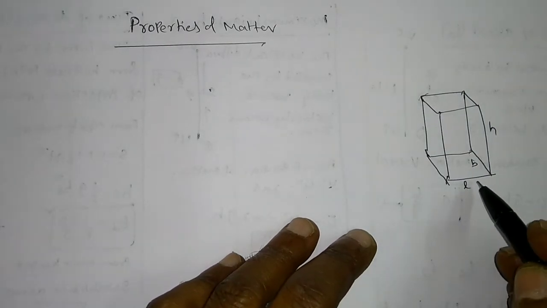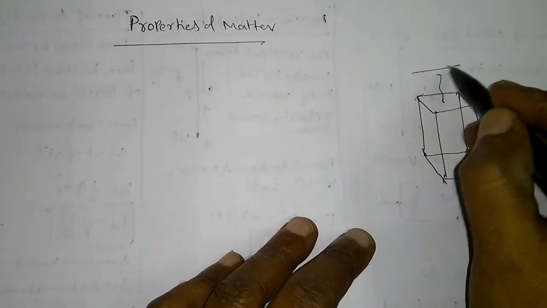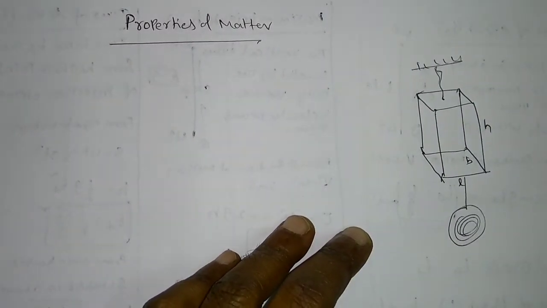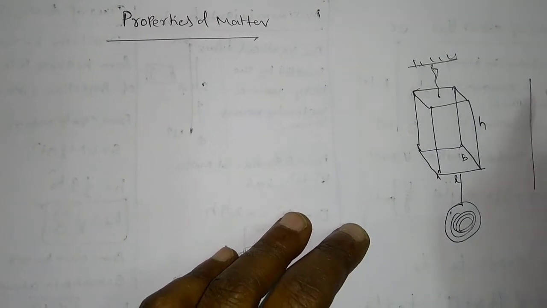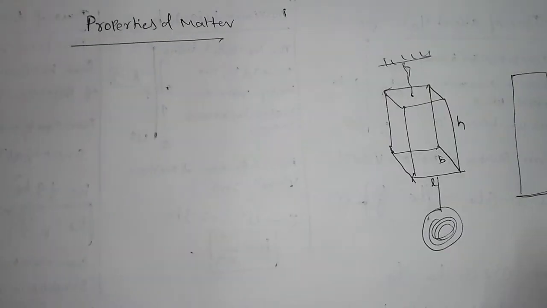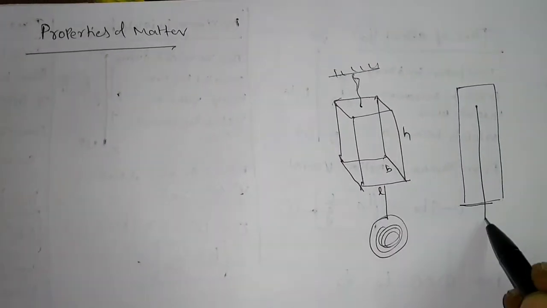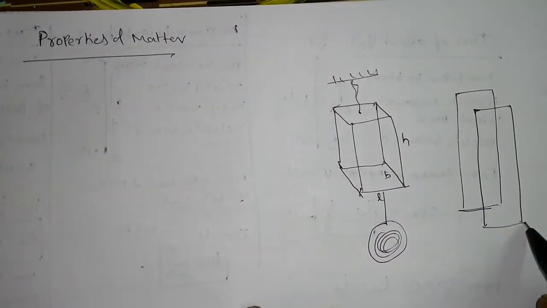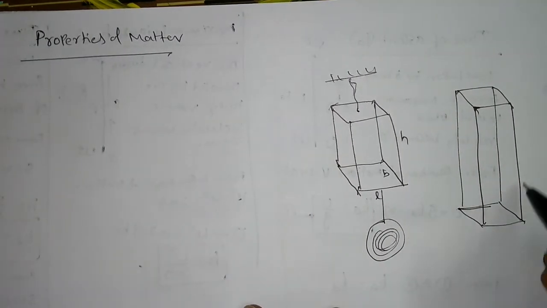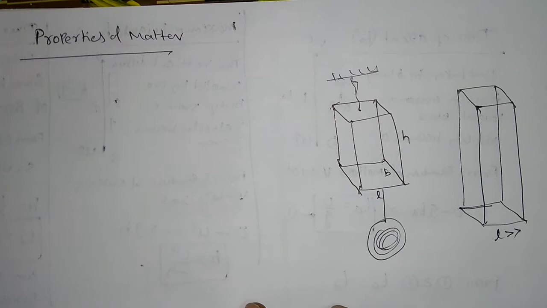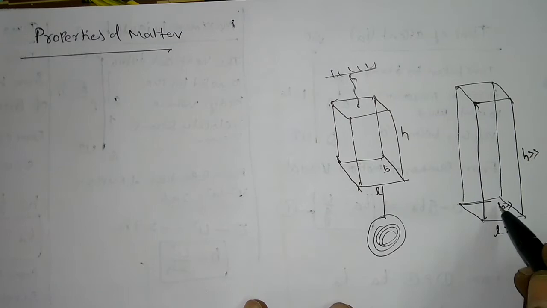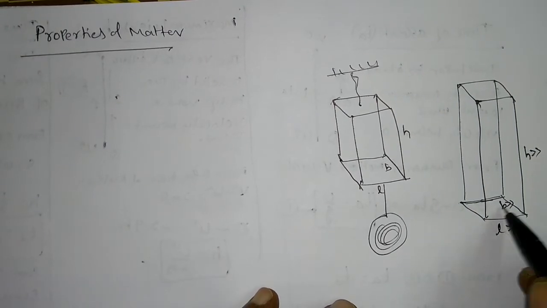If you apply some stress on it, so initially it is hanging to a rigid support. If you apply some weight here, automatically it will be elongated like this. That means the elongation should be in three ways. In general we can say one is lengthwise increasing, another is breadthwise increasing, another is heightwise increasing. So increasing or decreasing, changing: length changing, breadth changing, height changing.